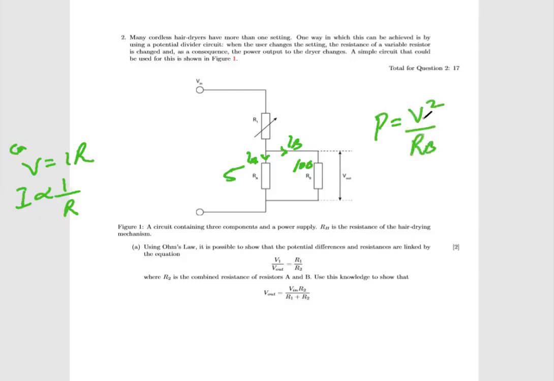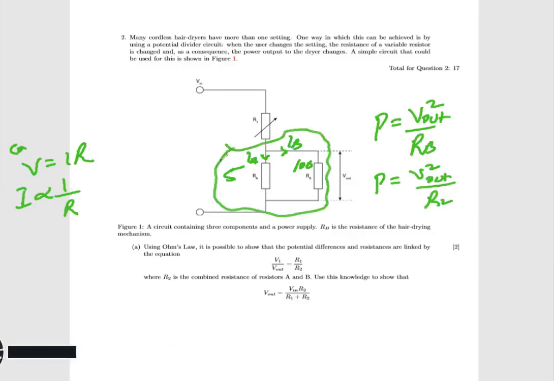But if you want to find the power dissipated in this resistor plus the power dissipated in this resistor, then you will use this formula, P is equal to V squared by R2. That will give you the power dissipated in this resistor plus the power dissipated in this resistor, because this is R2. So if your question is to calculate the power dissipated in the R2 resistor, then you will use this formula. V out will be your voltage.